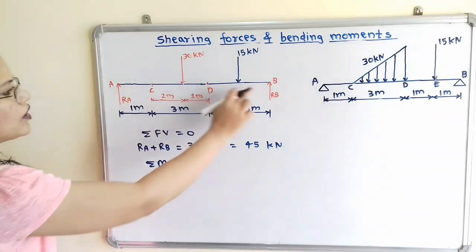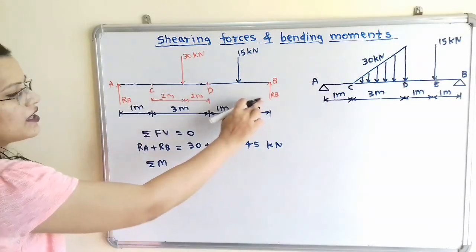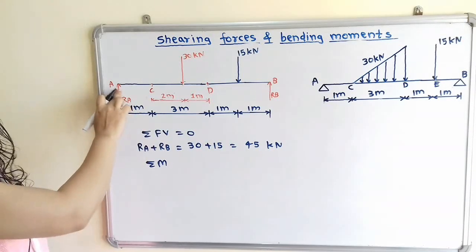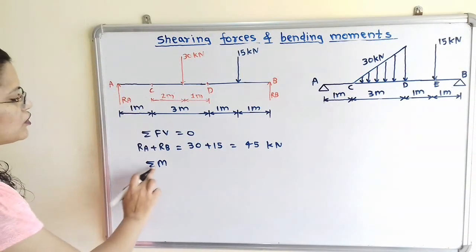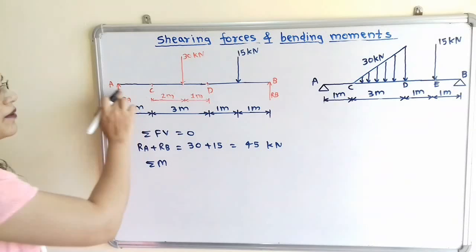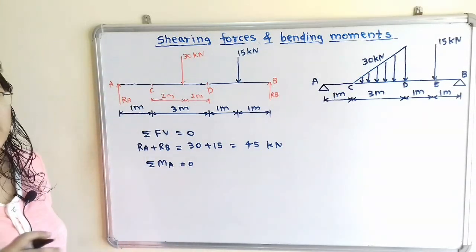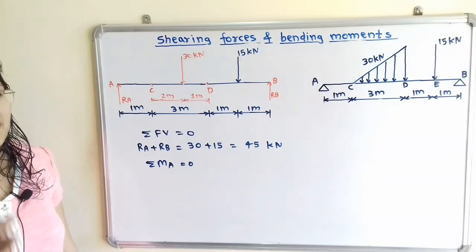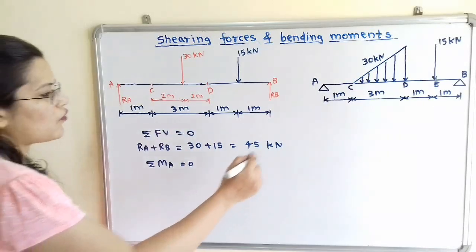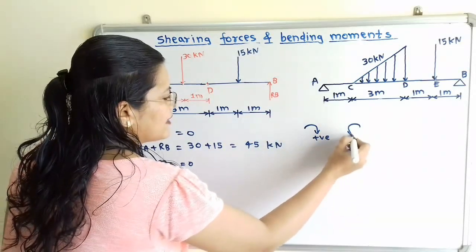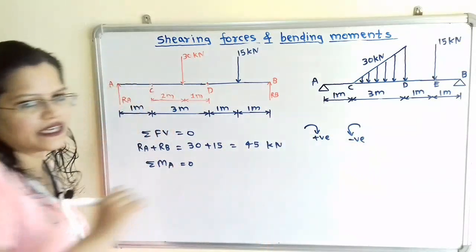So we will move to summation of moments of all the forces about any point. So there are two unknown points, RA and RB, both are unknown. So we will consider any one point. So I will take here summation of moment of all the forces about point A is equal to 0. Now we will solve this. So for that direction is important. So for clockwise moment we will consider positive sign, and for anti-clockwise we will consider negative sign.